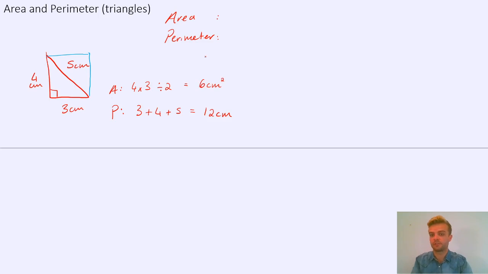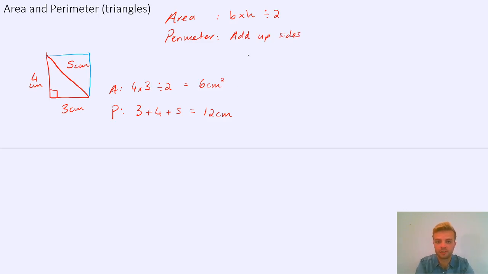So generally, the formula for working out the area of a triangle, it can be written in different ways, but you do base times height divided by 2. Base times height divided by 2. So we did 3 times 4 divided by 2. And the perimeter, just like most other shapes, you just add up the sides.